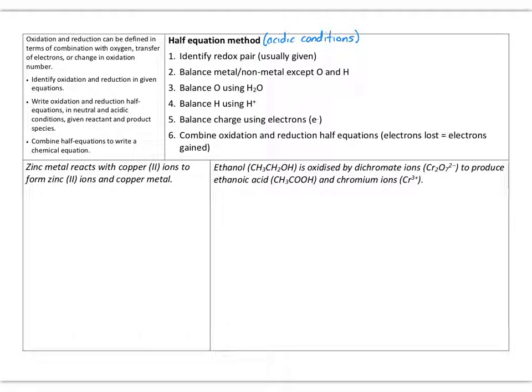So the first step that we would do is identify the redox pair. That's usually given to you in the question, so you don't need to remember these. They're given to you in the question. I'm going to pick a particularly hard one, but one that we use a little bit. Dichromate going to form chromium ions. So that's our redox pair.